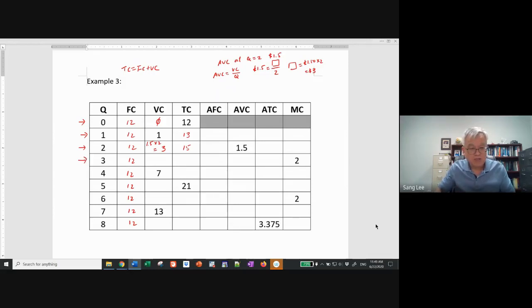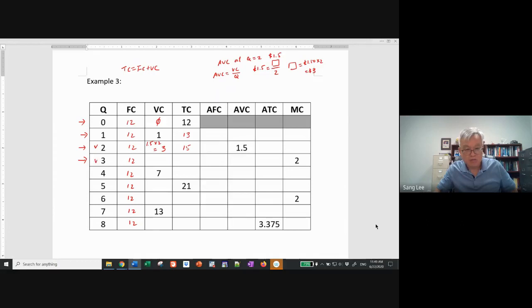Now, when you produce 3 units, you do know fixed cost, but there are a lot of blank cells. The only other information you have here is that marginal cost is 2. What does marginal cost tell you? When you increase your output from the previous output level, the additional cost is $2. So here, what was the previous output level? The previous output level is 2.